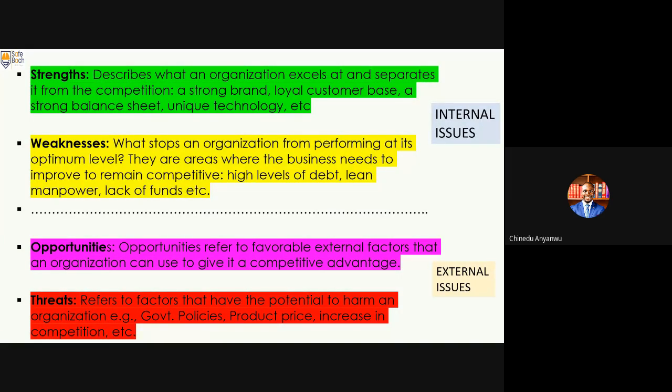So again, strengths, I've described them, and weakness is also what stops an organization from performing at its optimal level. There are areas where the business needs to improve to remain competitive. High level of debt, lean manpower, lack of funds. These are some of the weaknesses. Now you can see from these that strengths and weaknesses are internal issues. When you're using the SWOT to determine your internal and external issues, strengths and weaknesses are internal issues, while opportunities and threats are external issues. And because I've defined and explained extensively about these things, I will want to continue.